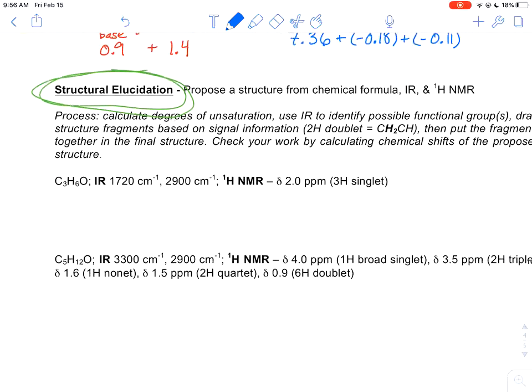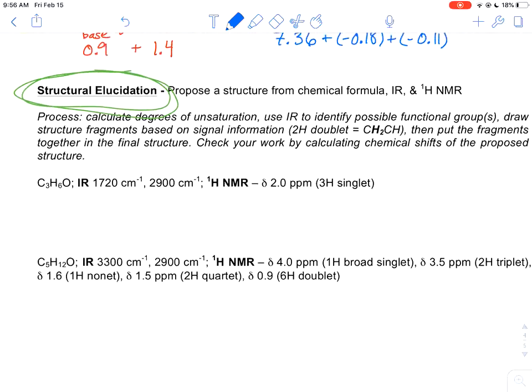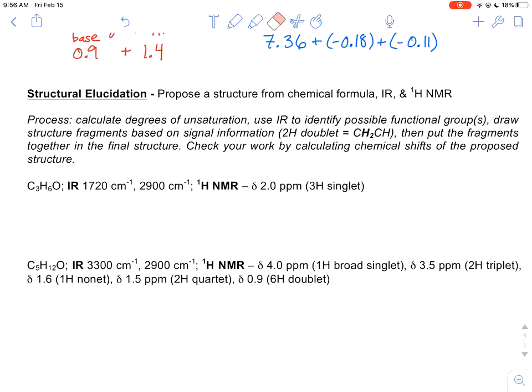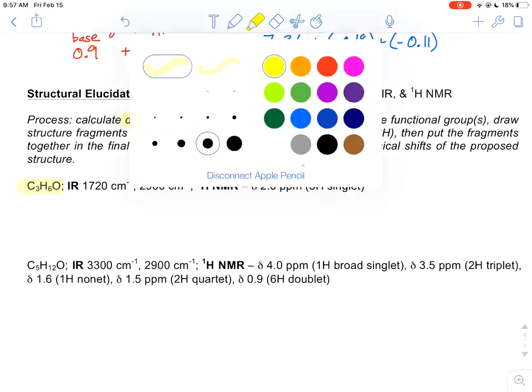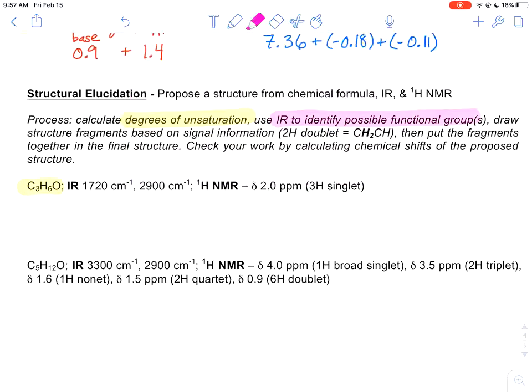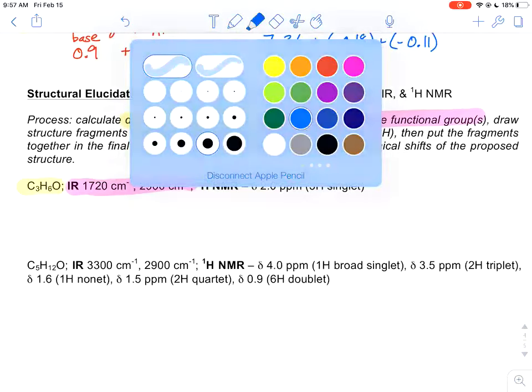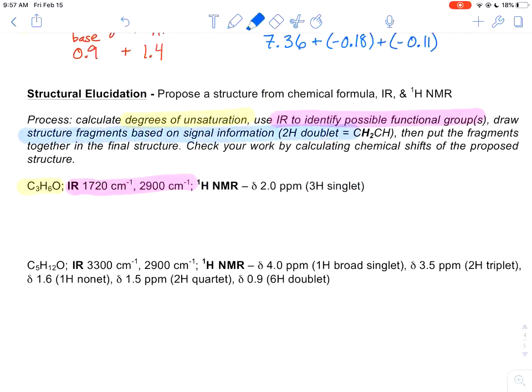Okay, we're going to do our best to predict the structures given some interesting pieces of information. We're going to use the molecular formula to calculate the degrees of unsaturation. We're going to use these IR stretches to identify what functional groups might be in the molecule. You might not know the exact functional group, but it can at least help you with the type of bond. And then this is the really cool puzzle-building part: you're going to draw some structure fragments based on signal information. So that's the main process, the 1, 2, 3, and then you put it all together.